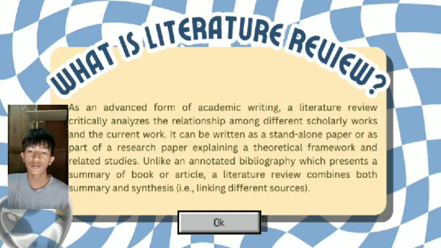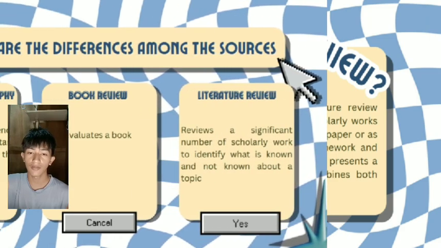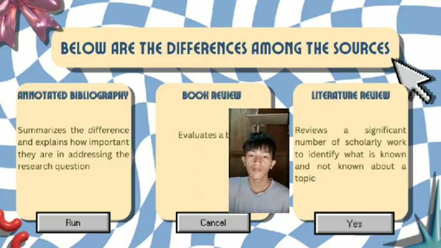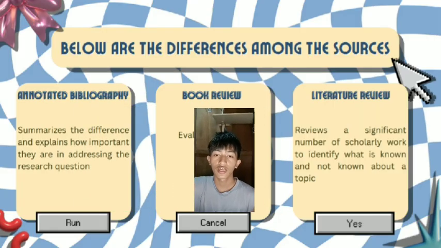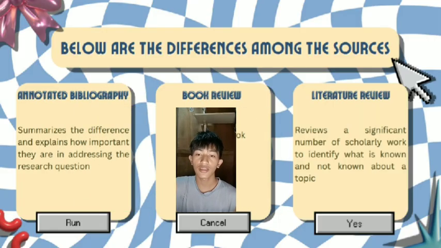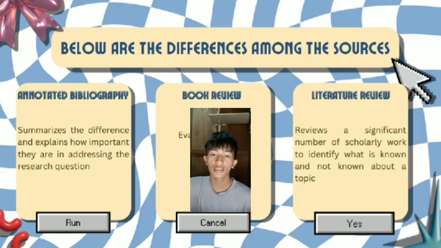The main difference between a summary list and a literature review becomes apparent through the integration and comparison of sources that create an expanded perspective. An annotated bibliography summarizes the differences and explains how important they are in addressing the research question.